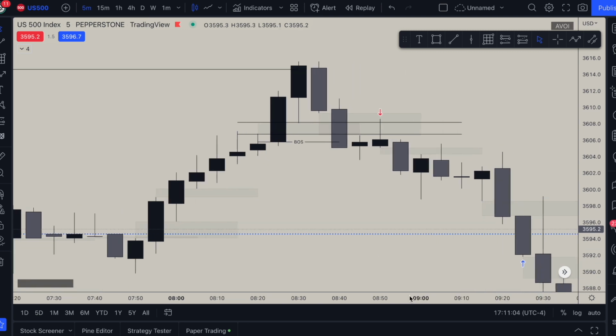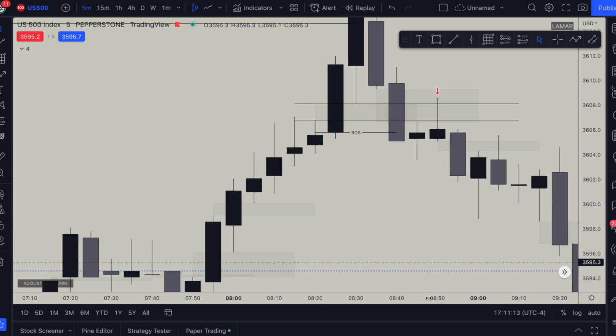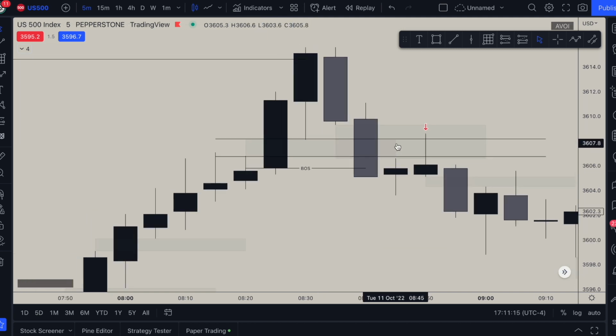But as you see, as soon as we take liquidity from here, we simply break structure here. And if you look at how price broke itself down, it created a BPR. BPR is simply where you have bullish and bearish price action but overlapping each other.